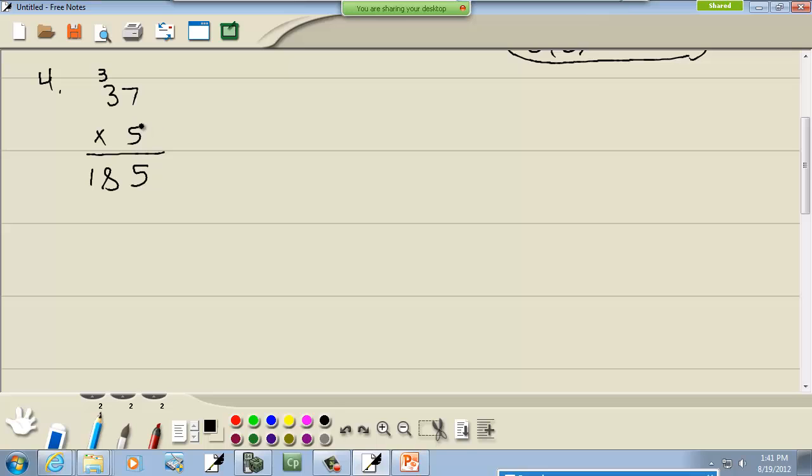So let me go over again what I did there. I took 5 times 7 gives me 35, put the 5, carry the 3. I took 5 times this 3 gives me 15, and then I add what I carried. So 15 plus 3 gives us 18. So our answer is 185.